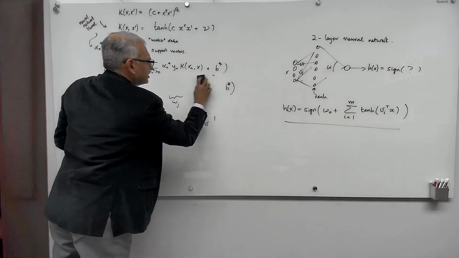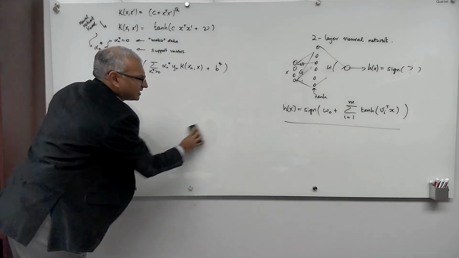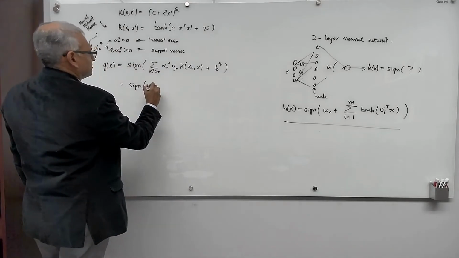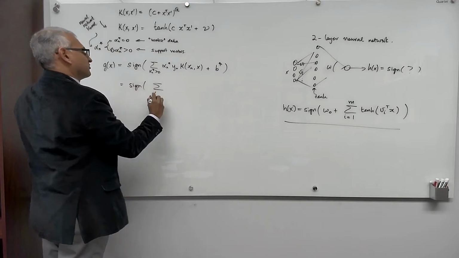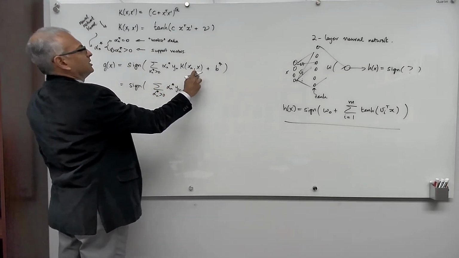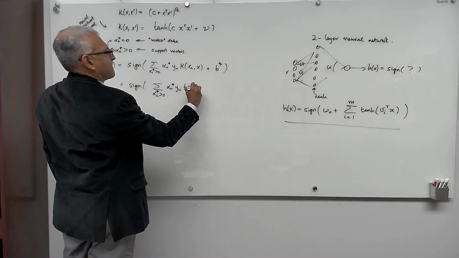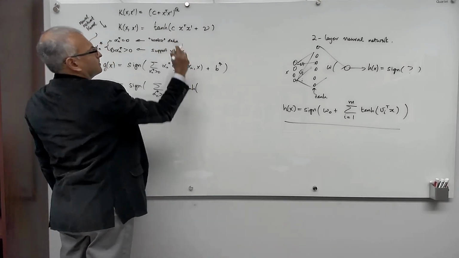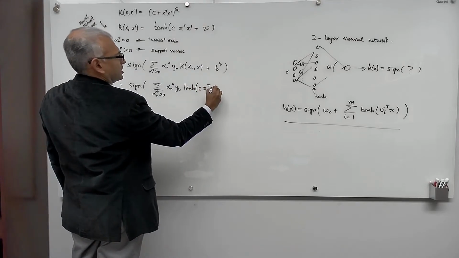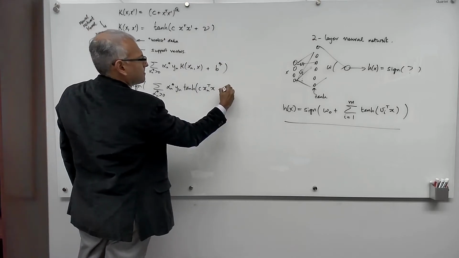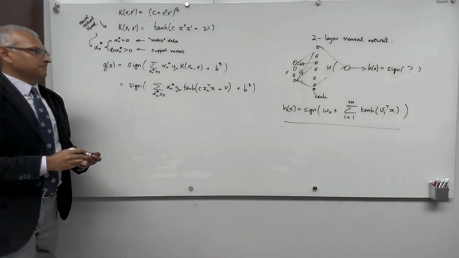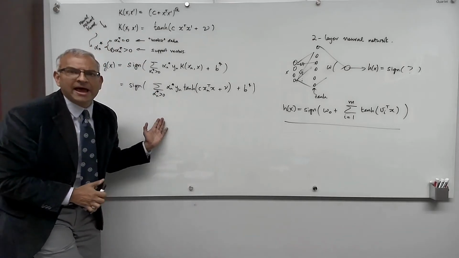And we can see explicitly what that would be in this case. This would be the sign of the sum over your support vectors, alpha n star, yn, times the kernel, which is tanh of some constant c times xn transpose x plus some constant nu, and then plus b star. Sign of that.